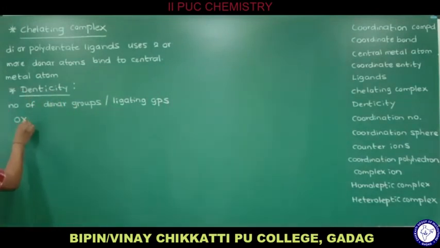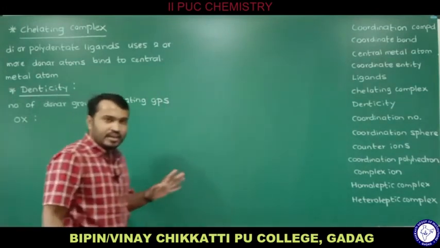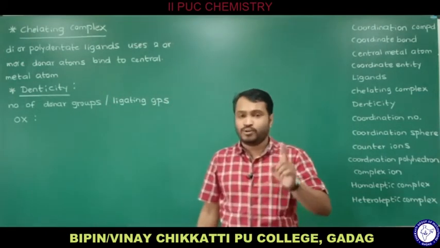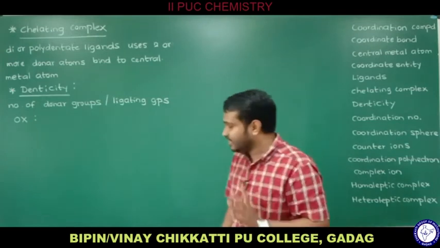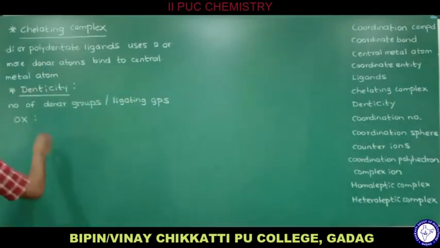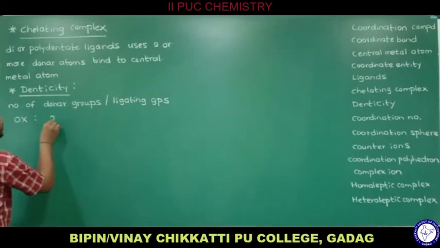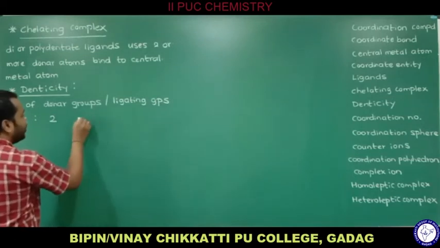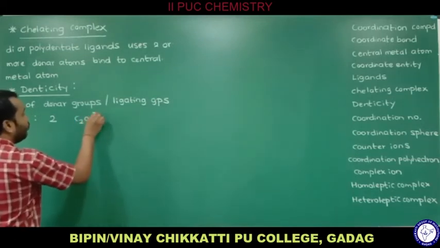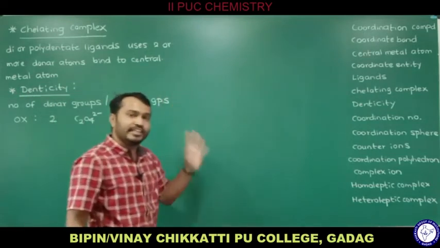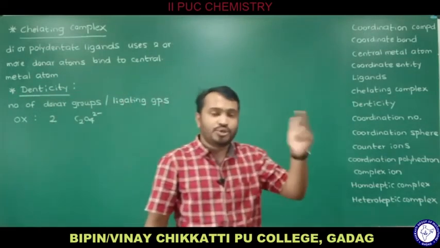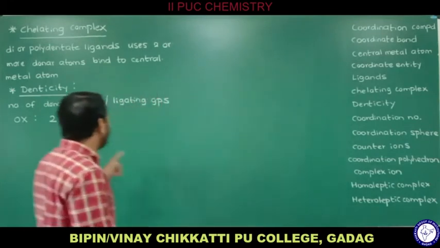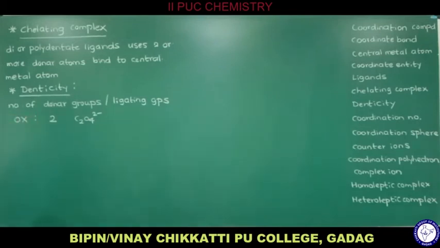Examples we'll see. Do you remember what ox stands for? Ox stands for oxalate ion, which belongs to the bidentate ligands. We classified the ligands, isn't it? So what about the denticity of ox? The denticity is 2. The formula is C2O4 2 minus, C double O minus, C double O minus. So two donor atoms, two ligating groups, are going to donate lone pairs of electrons to the central metal atom. Therefore, for oxalate ion the denticity is 2.